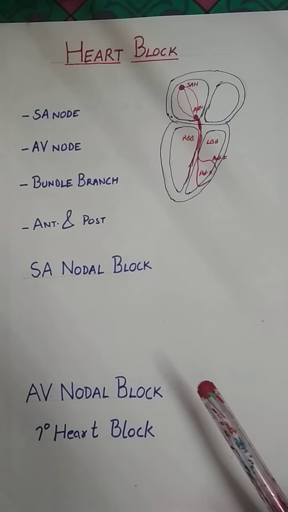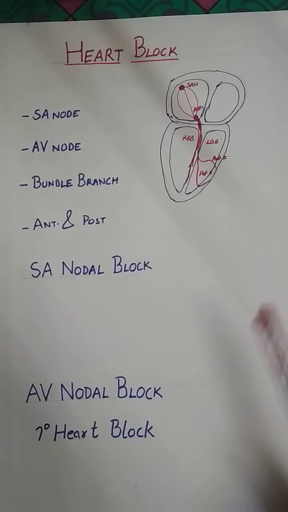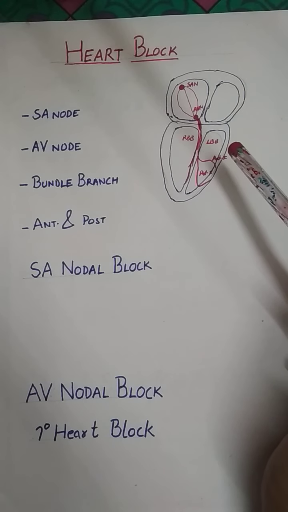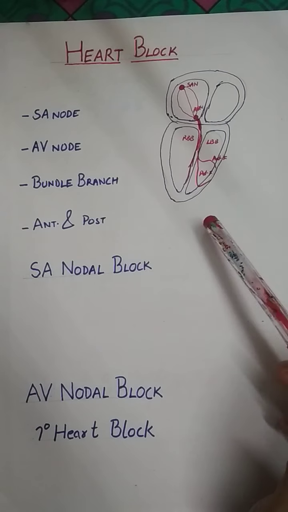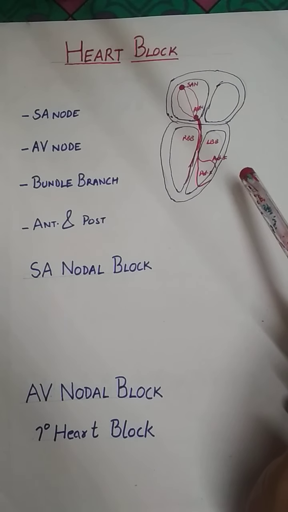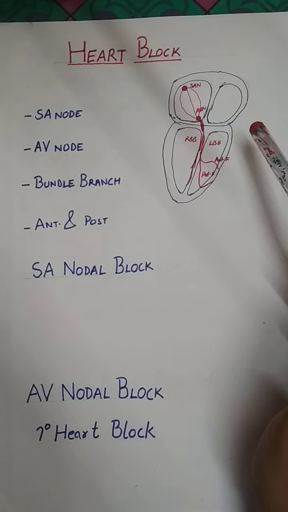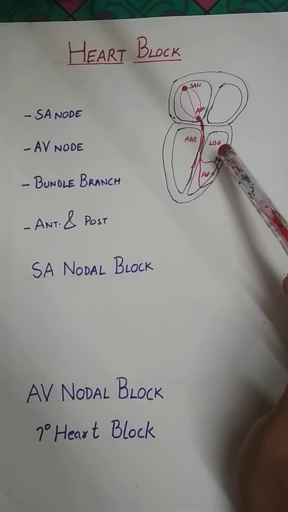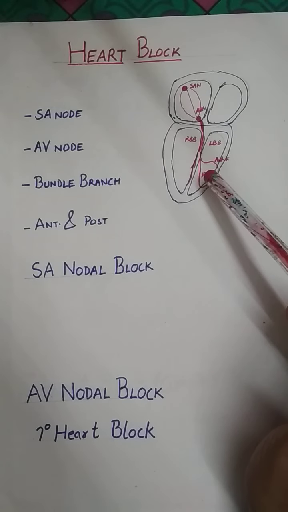Simply, heart block means a block in the conducting system of the heart, that is, a block in the rhythm producing system of the heart. So there is an obstruction in the electrical conduction in the heart, and according to the level of obstruction of impulse in the conducting system, they are classified into different subtypes.